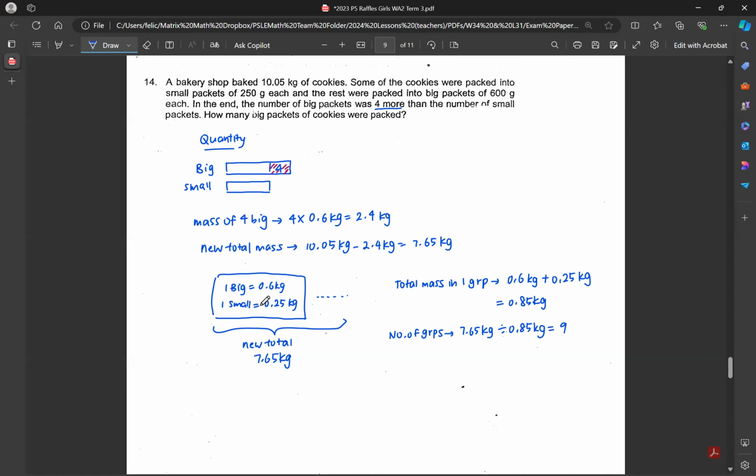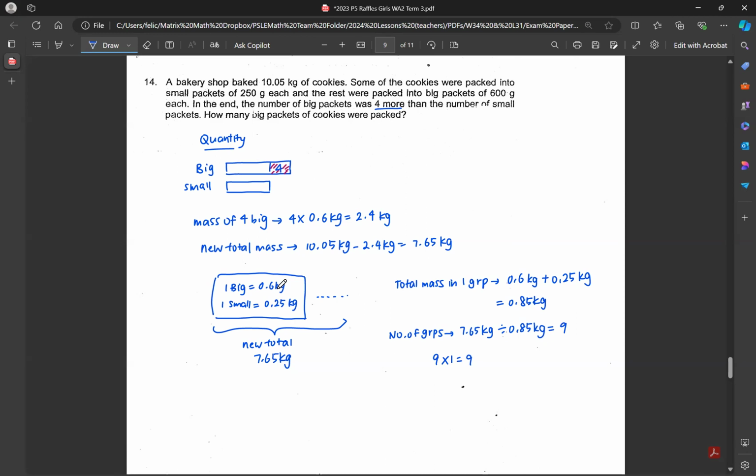All right. Now, once you have groups, read the question. The final question is asking for how many big packets. How many means just look at the quantity. Don't care about the mass already. How many big packets? Ask yourself that same question for one group. Can you see in one group, how many big packets? In one group, I see 1 big packet, right? So since I have 9 of such groups, that means I have to do 9 times 1 because 9 sets of that. 9 big packets. I don't care about the 0.6 kg, don't care about the mass.